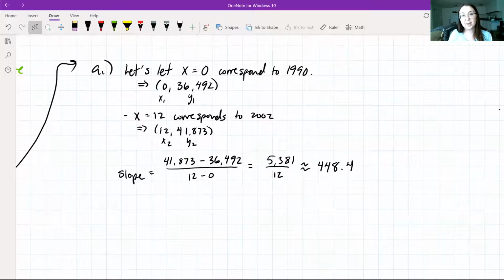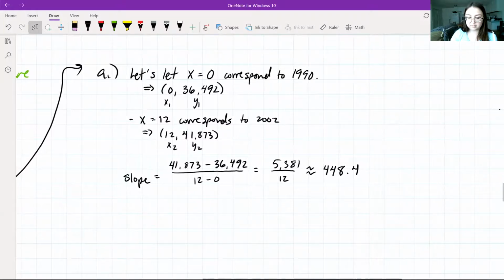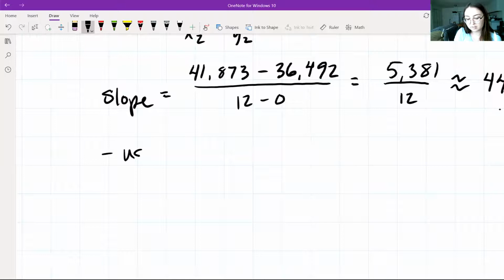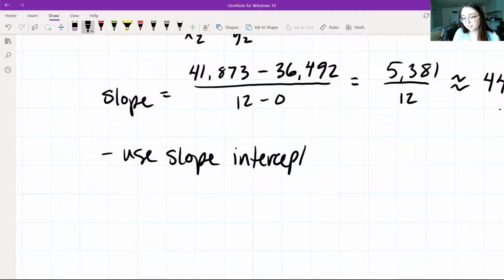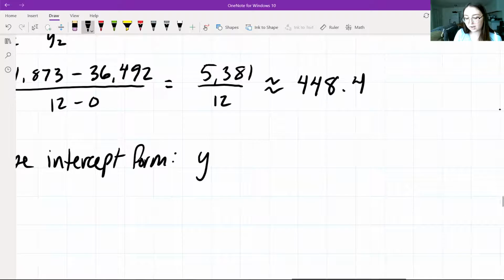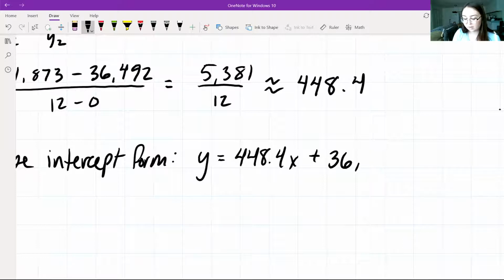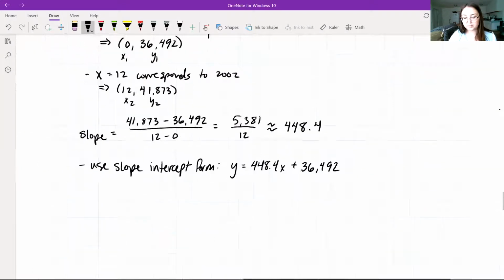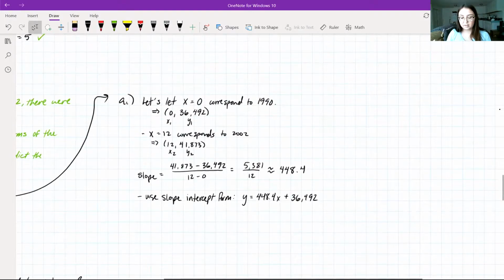Now we also know our y-intercept, so we're going to use slope-intercept form. And this way we're going to get y is equal to 448.4 times x plus 36,492. So we've now created an equation.